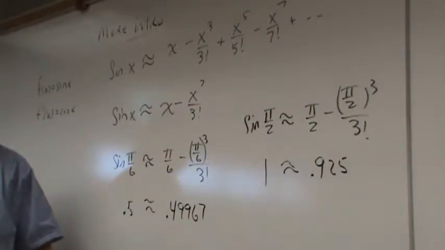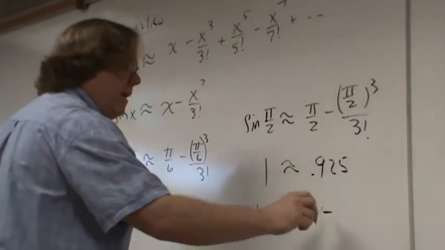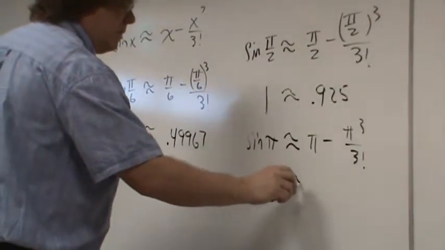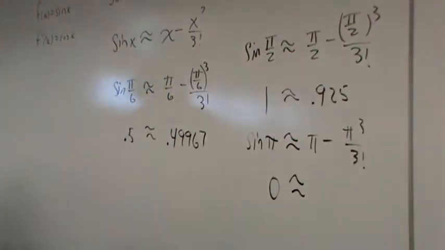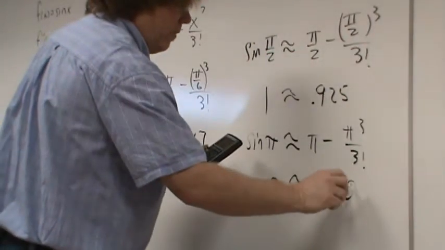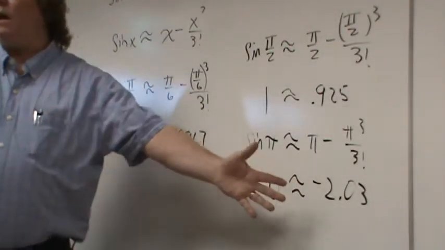Well, how good of an approximation for the sine of pi? Sine of pi is approximately equal to pi minus pi to the third power over 3 factorial. Well, the sine of pi is 0. And then pi minus pi to the third, I don't happen to have that done here, so I'm going to do that right now. Just 1 second. So I got pi minus pi to the third power divided by 6. And that gets me negative 2.03. Was that a good approximation? No, I think we can all agree that it's starting to suck, you know?